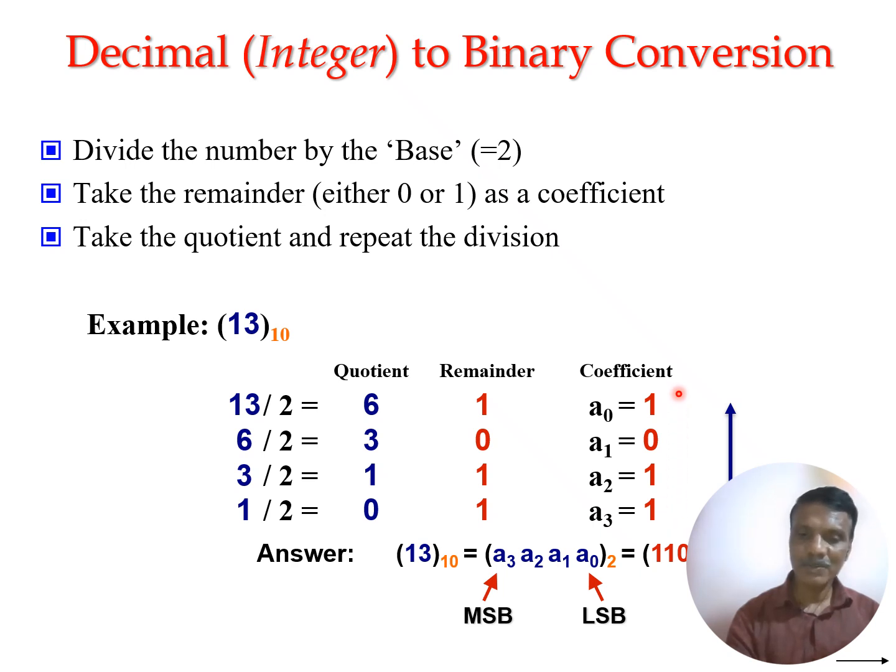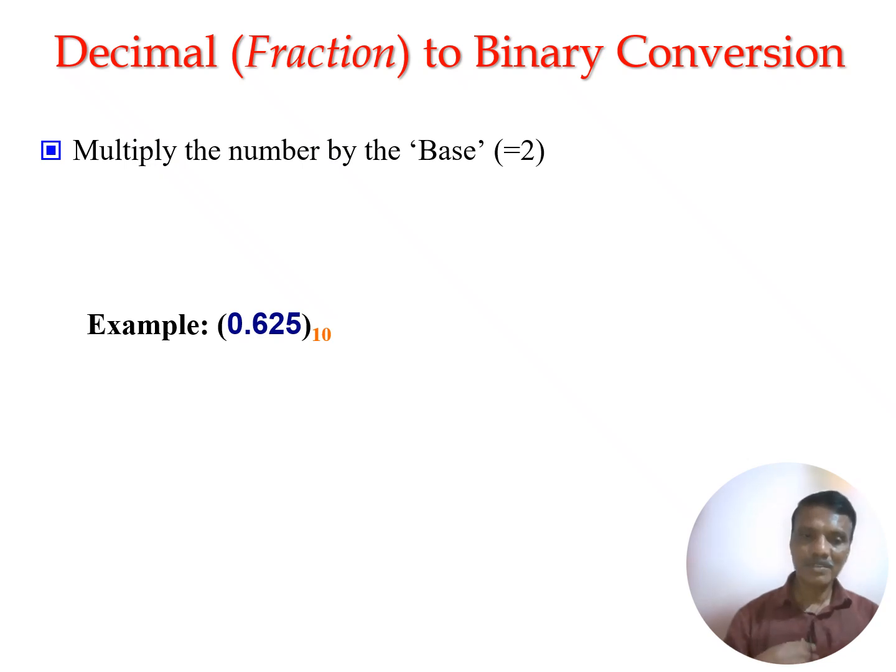So likewise we have to write. This is the decimal value 13. Its equivalent binary value is 1101. So we converted decimal into the binary number system. Okay, next we discuss integer part and fractional part.